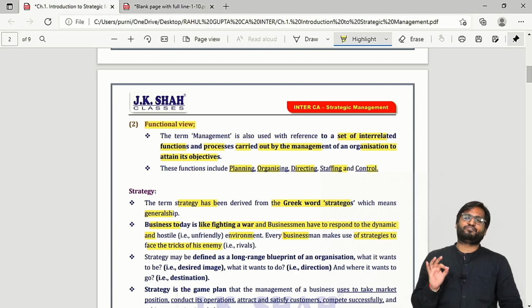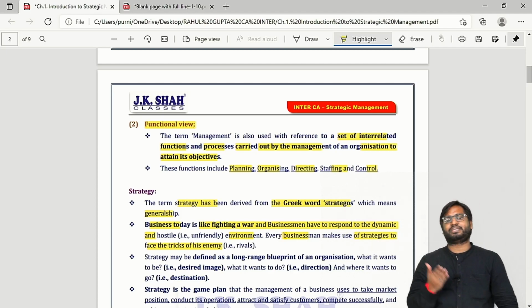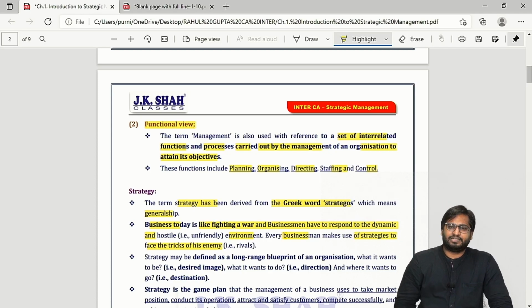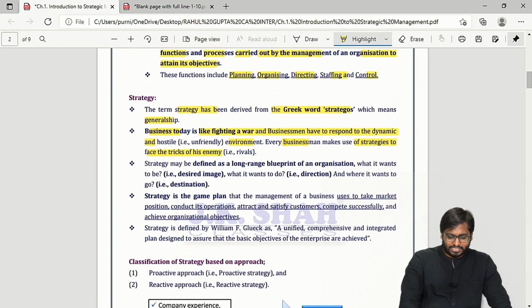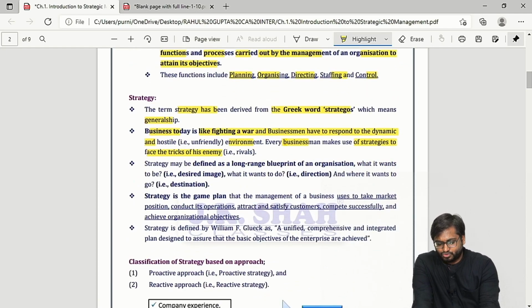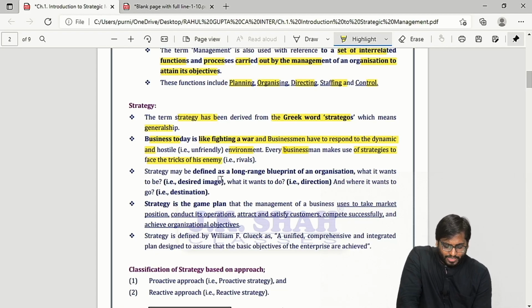According to William F. Gluck, strategy is a unified, comprehensive, integrated plan designed to assure that the basic objective of the organization is achieved. So we have three definitions here. The first one, strategy may be defined as a long-range blueprint of an organization's image, direction and destination.